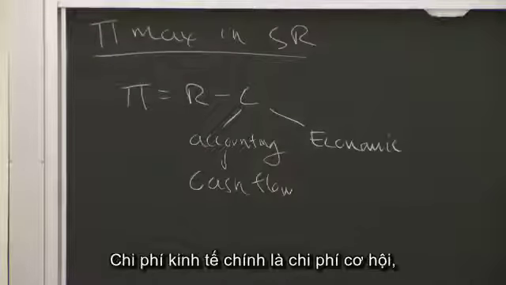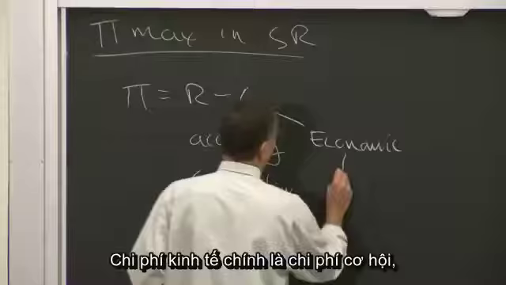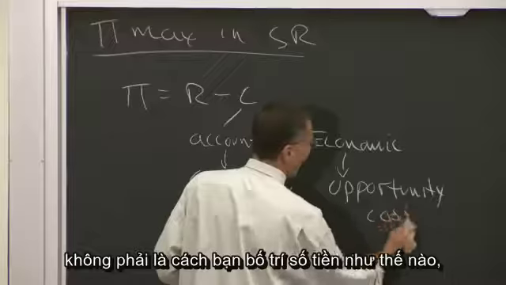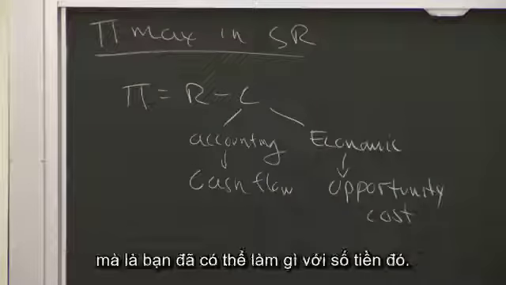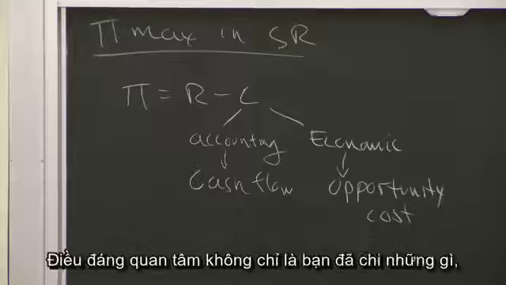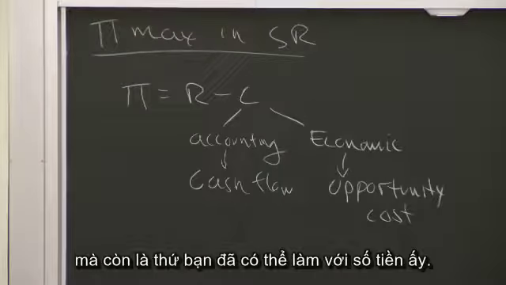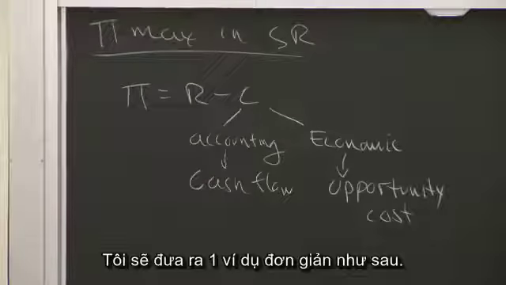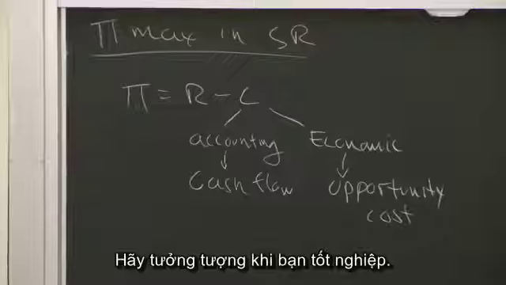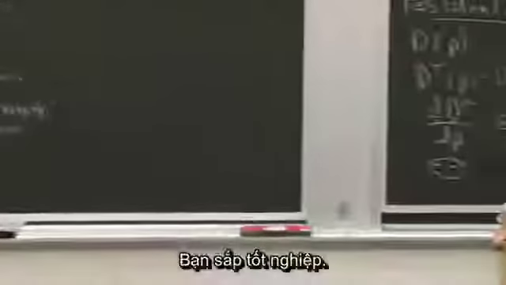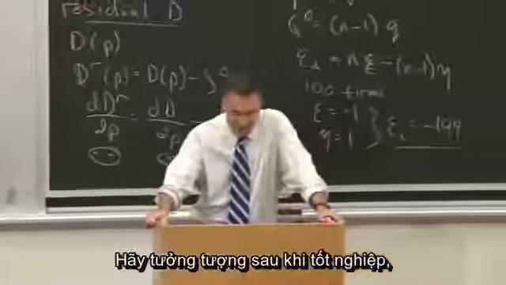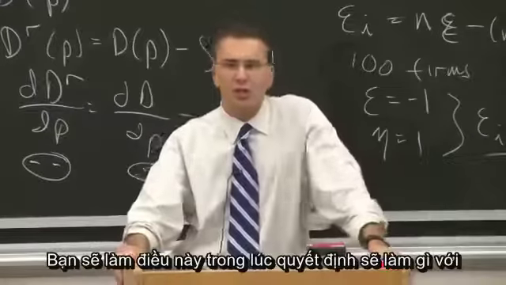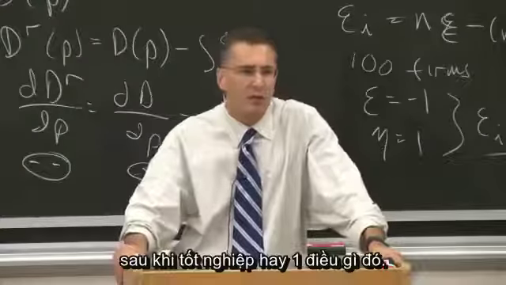The economic costs are about opportunity cost, which is not about what you lay out in cash, but what you could have done with that cash. So to give you an example, imagine that you graduate, and after you graduate, you decide you're going to start a website design firm on the side. You're doing this while you decide what to do with the rest of your life, whether to go to grad school, whatever.